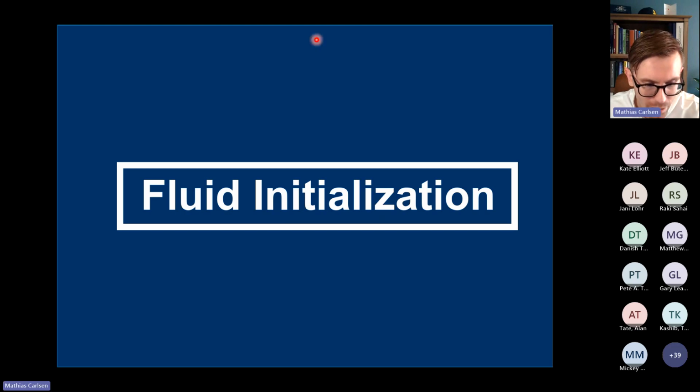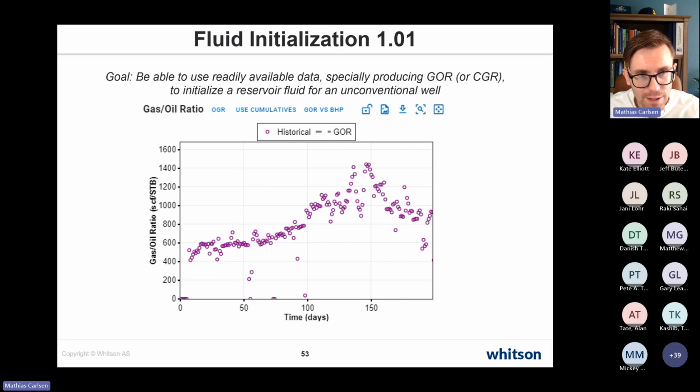Goody. So we're going to just continue here with the fluid initialization. This is related to probably the most important goal of the whole class, which is to be able to use readily available data, specifically producing GOR or CGR, to initialize the reservoir fluid for an unconventional well. That's most of the cookie cutter usage of the PVT feature. There's more advanced features too, but we'll focus on the GOR feature today.